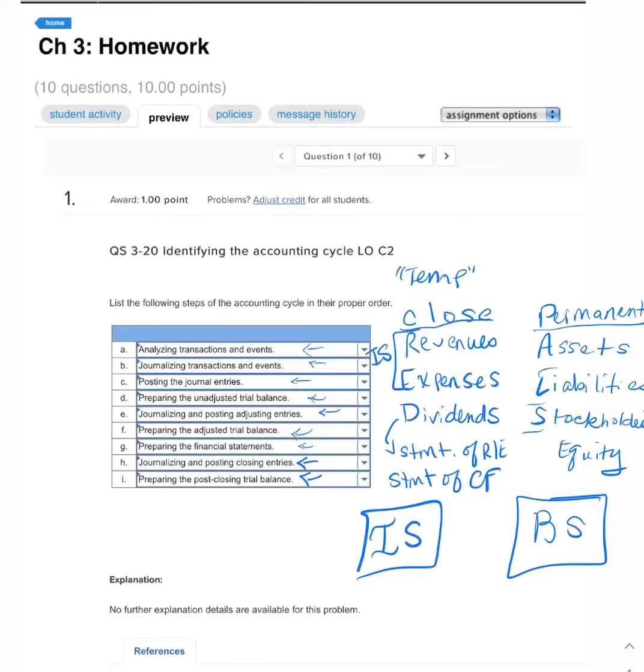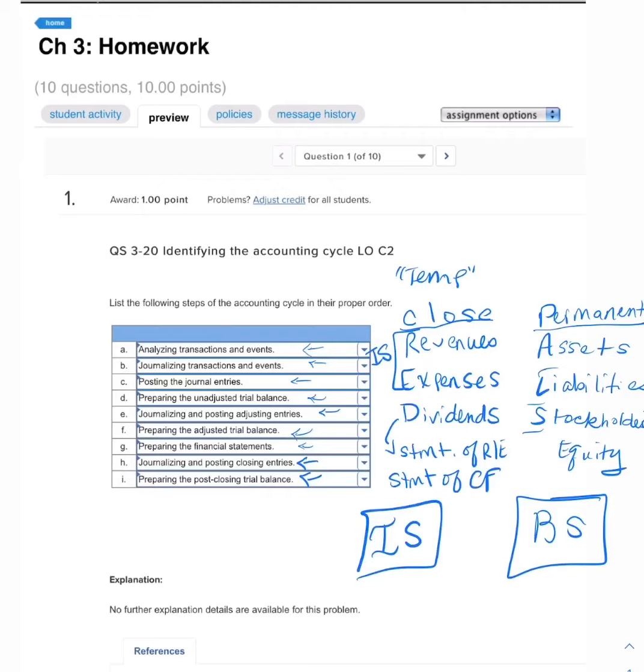It doesn't really work. And if you think about it, it makes sense that it doesn't work, because just because the year changes, the cash in your bank account doesn't poof away. It doesn't reset to zero. You still have that cash in that bank account. You still own all that equipment. So all of your assets stick around.